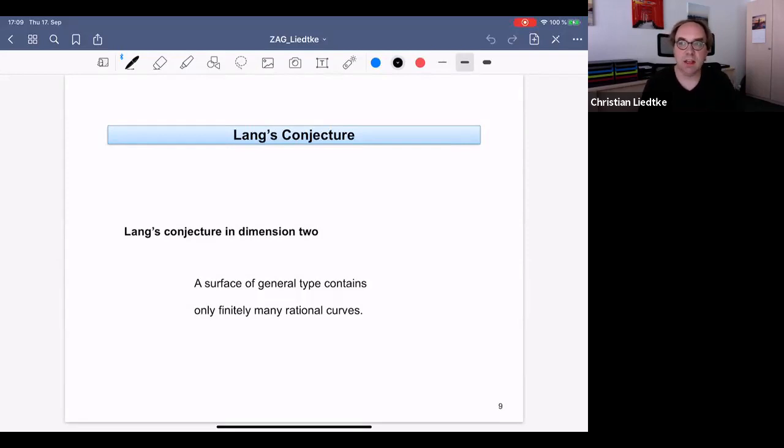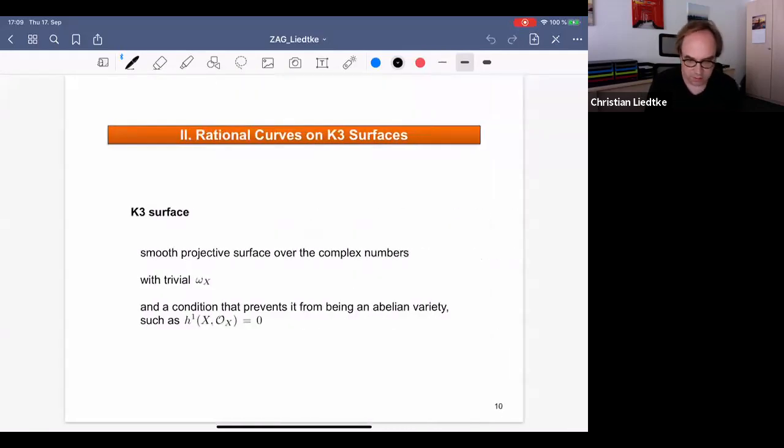And so the intermediate case, for example, if K_X is trivial, we've seen already with abelian varieties that there are none. So it's an interesting question what one can say about K3 surfaces. So to recall, a K3 surface for me will be a smooth and projective surface over the complex numbers with trivial canonical class. And I like Miles Reid's definition, plus a condition that prevents it from being an abelian variety. So for example, H^1 of O_X being 0.